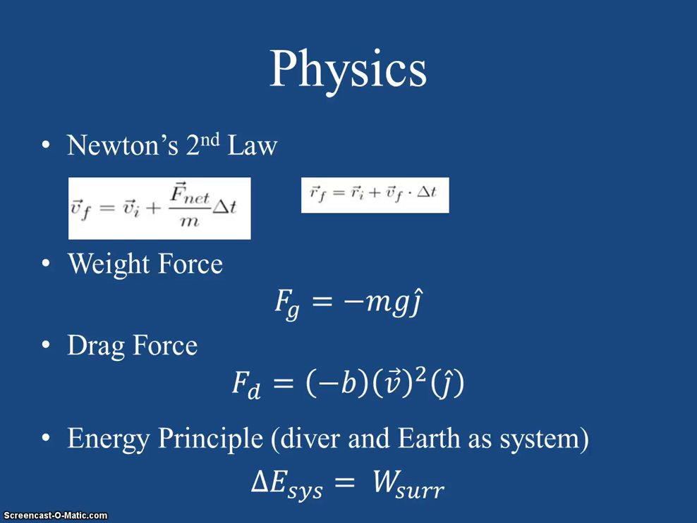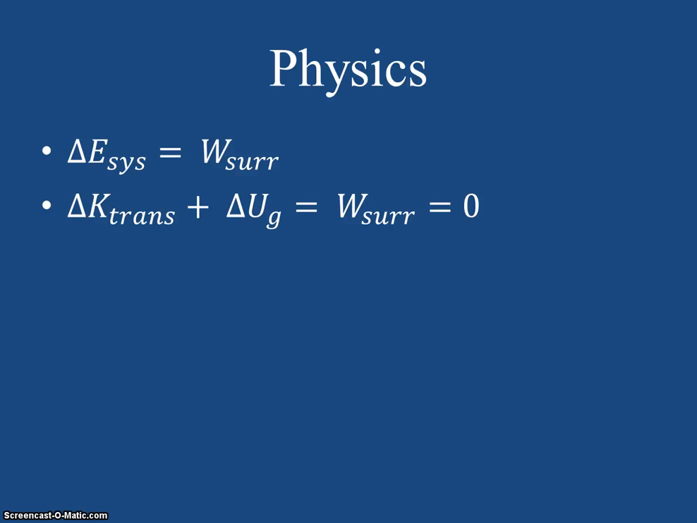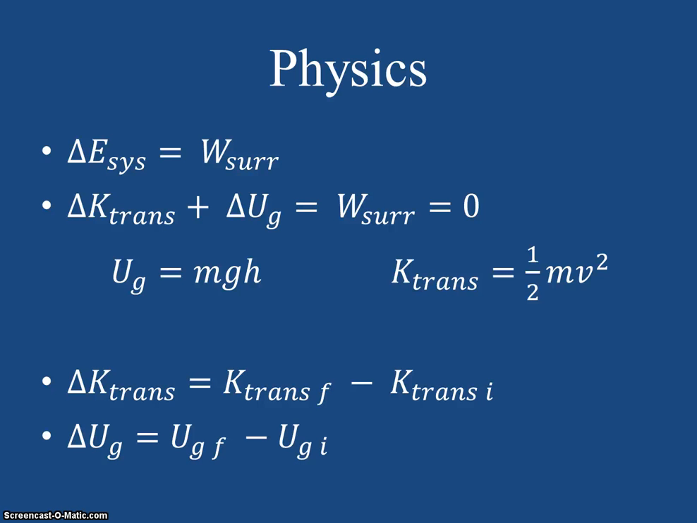The energy principle is also used in this lab. The energy principle tells us that the change in energy of the system is equal to the work done by the surroundings. I set the system to be the diver and the Earth. The work done by the surroundings is set equal to the change in translational kinetic energy and gravitational potential energy. The energy principle tells us that the sum of these two should be zero. Here are the equations for gravitational potential energy and translational kinetic energy. Finding the change in these energies just means finding the difference in the final and initial values. These concepts will be used in constructing the computational models as well.